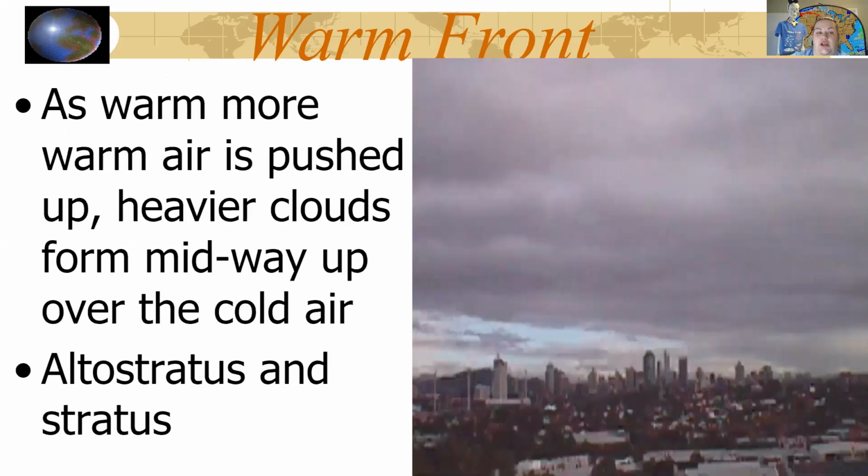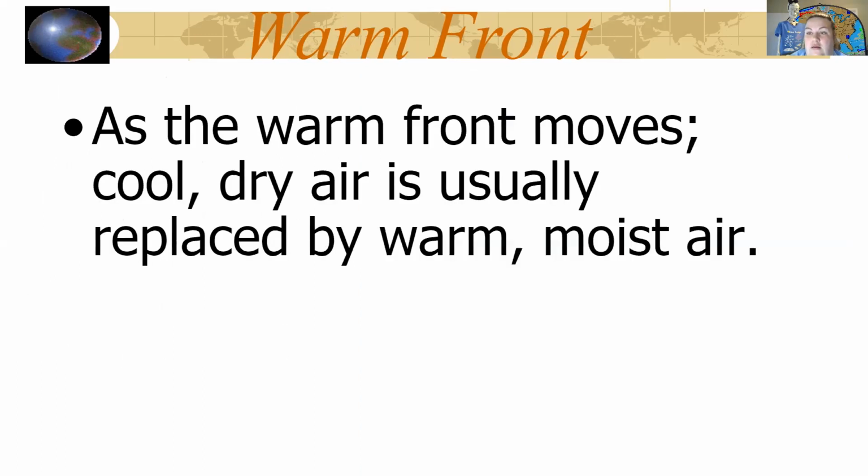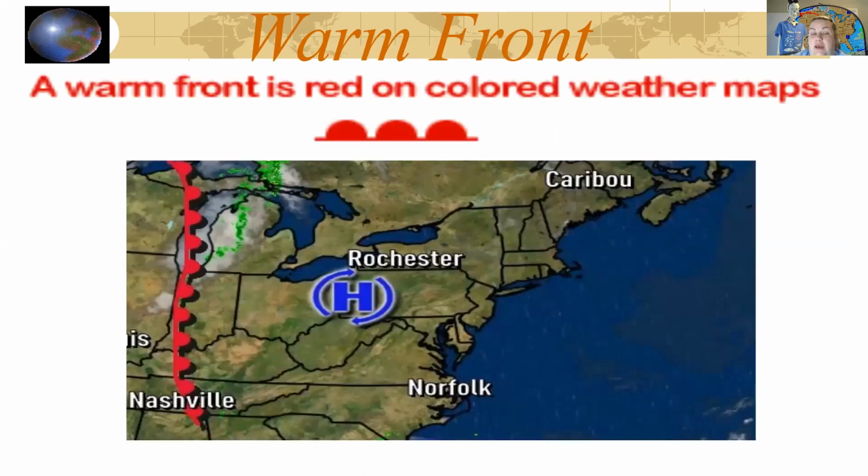More warm air is pushed up. The heavier clouds form. Those are your altostratus and your stratus. And then the final cloud type is your nimbostratus, and remember, nimbo is rain. So as that warm front moves, that cool, dry air is replaced by warm, moist air, so it's got more moisture in it. On a weather map, warm fronts are red and they have the bumps. Whichever way the bumps are facing is the way that warm front is moving.